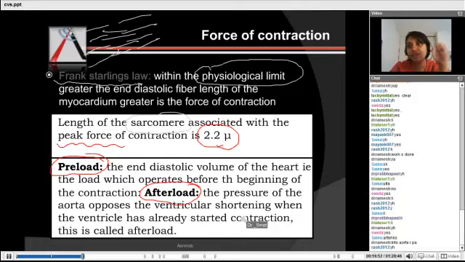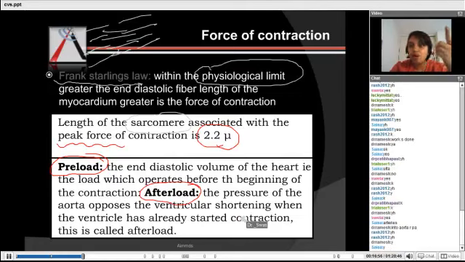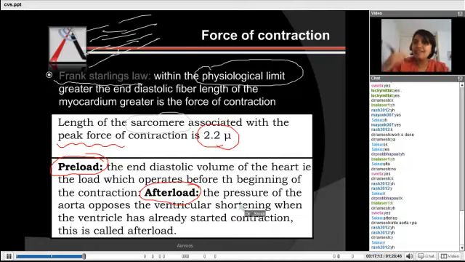So when the ventricle is pumping the blood out, there is already some blood in the aorta or in the pulmonary circulation, and that already existing blood acts as a load. Load means a barrier, a resistance to the blood. Now, the action which the ventricle is performing, when does it act? It acts after the contraction has started. So that is called afterload.